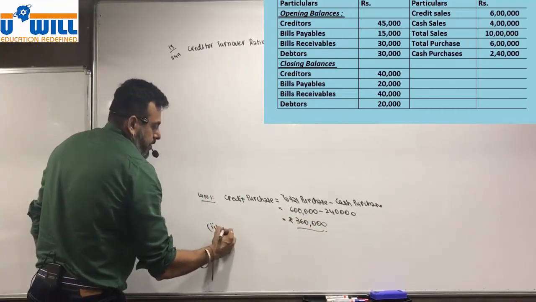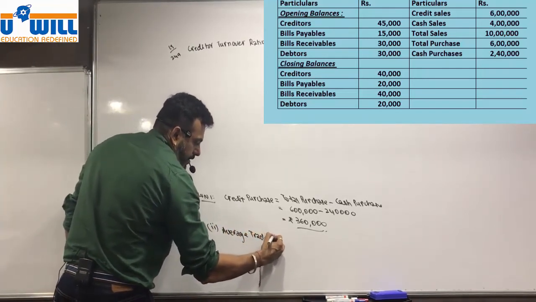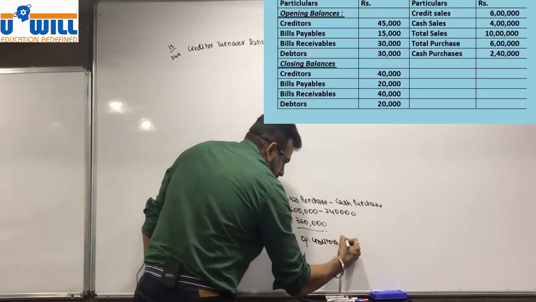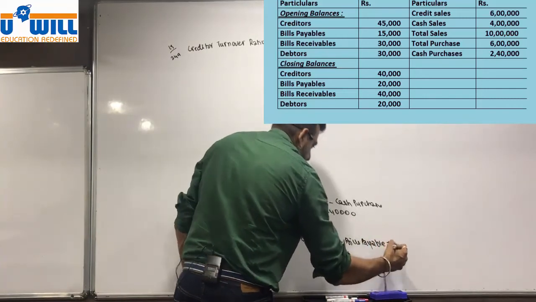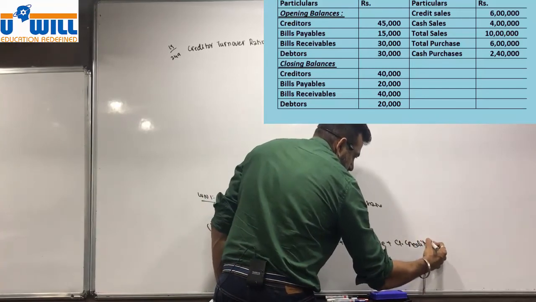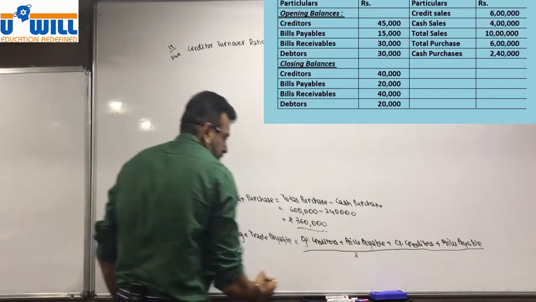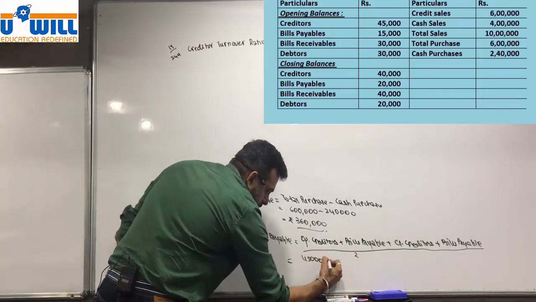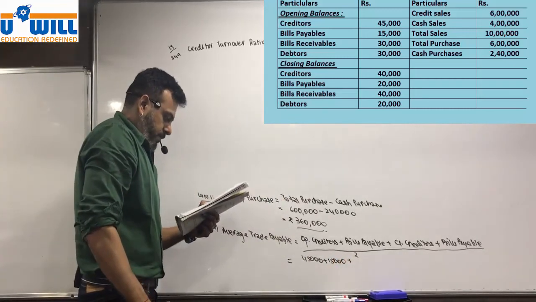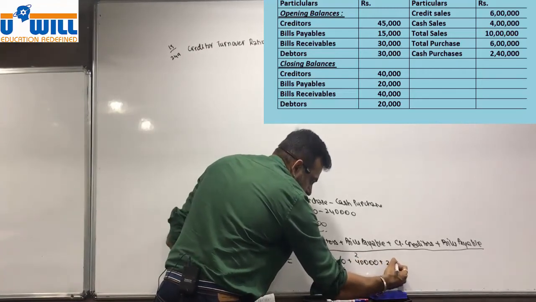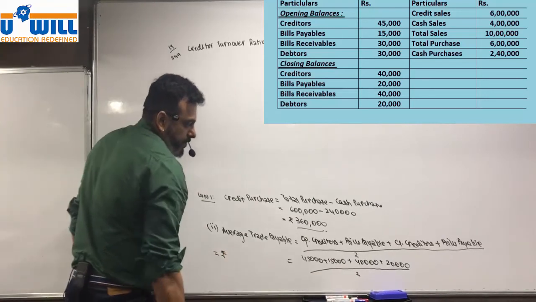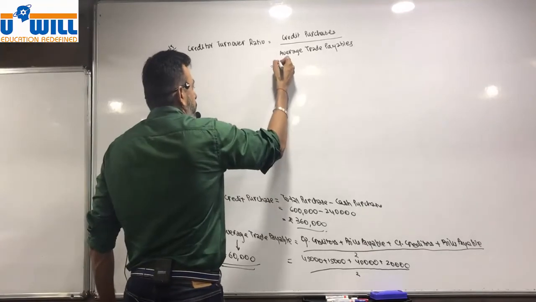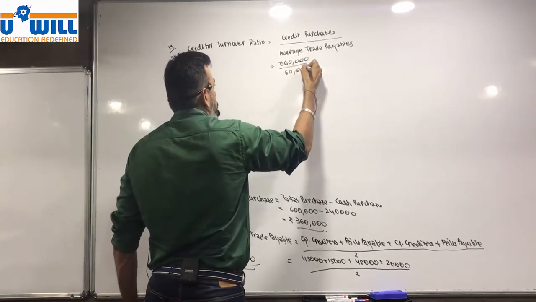Second, average trade payable is equal to opening creditors plus bills payable plus closing creditors plus bills payable upon 2, which is equal to 45,000 plus 15,000 plus 40,000 plus 20,000 upon 2, which is equal to rupees 60,000. Let's use this. 3,60,000 upon 60,000 is equal to 6 times.